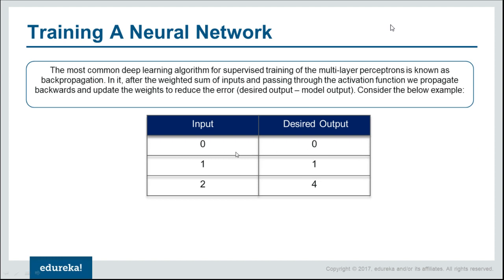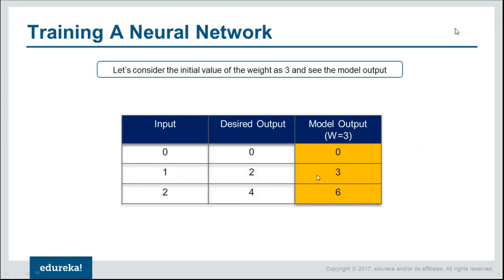Let's say on input 0, we want the output to be generated as a 0. On input 1, output should be generated as a 1. And on input 2, the output should be generated as a 4. So this is what we want our system to learn, right? So how do we do this? Initially, we will assign some weight to our model. Let's say 3 is the weight we assign to our model, right?